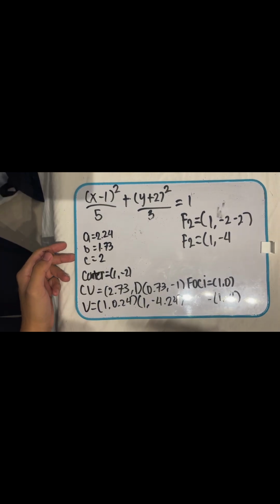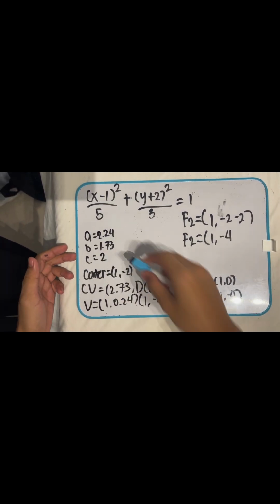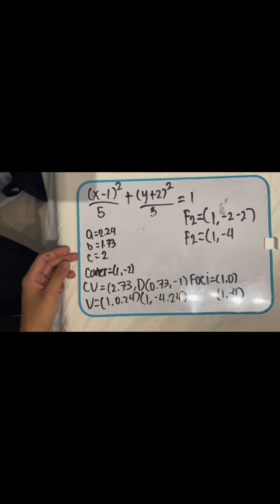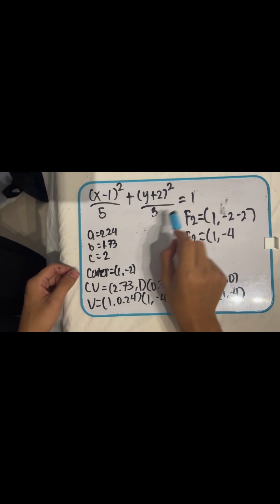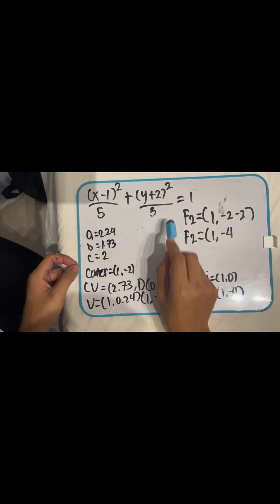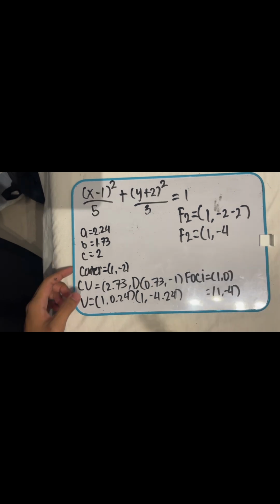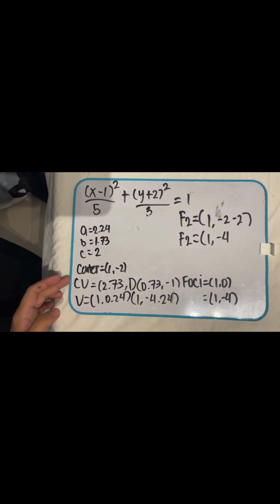So now we have the value of our center, our co-vertices, our vertices, value of our foci here, and our standard form. That is all.